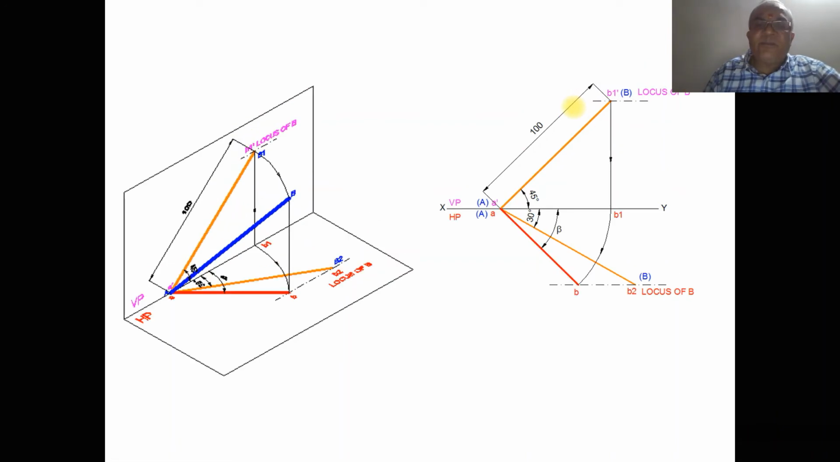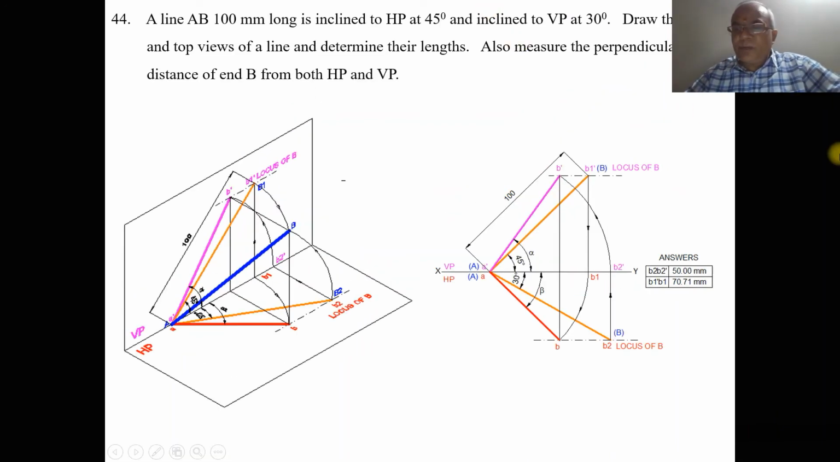That is the front view and top view. Now we are going to try to solve the problem. I will show how to do it manually. First, we draw the XY line and mark the VP and HP.